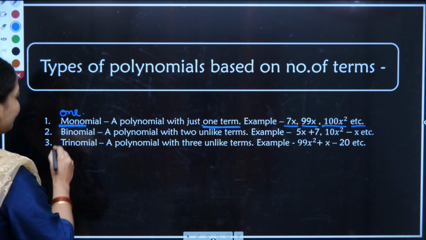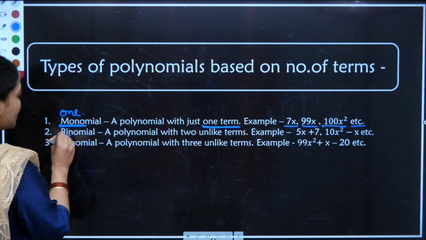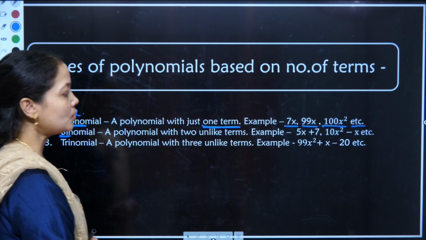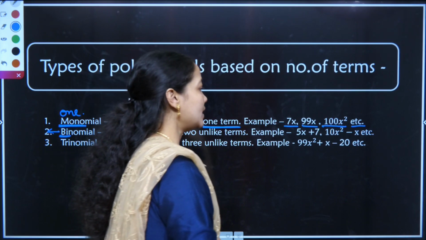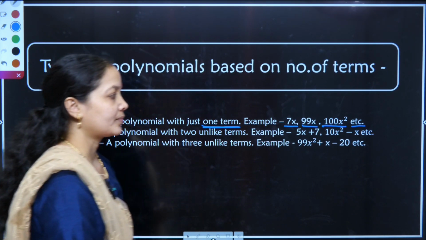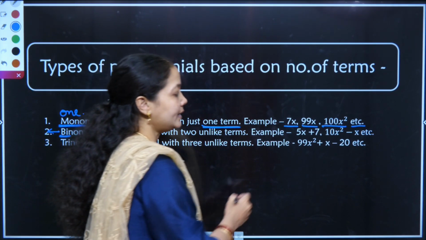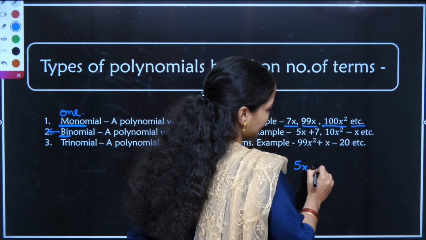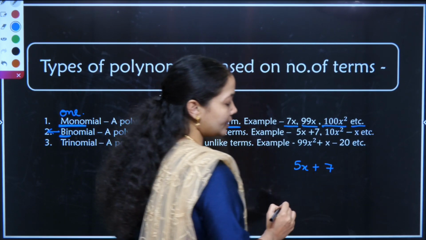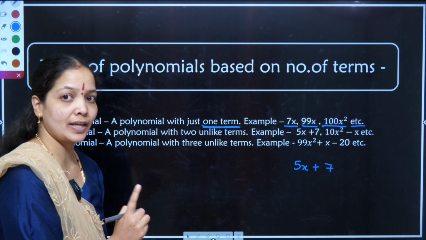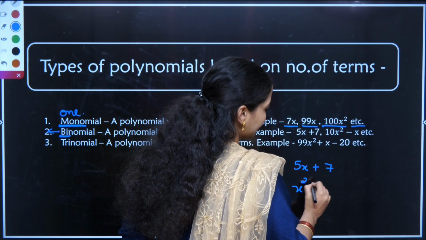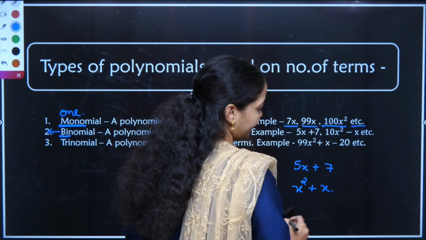Binomial. Bi means 2. Therefore, a polynomial with two unlike terms is called a binomial. For example, I can take 5x plus 7. It is not necessary that in each term I should have a variable. I can have x square plus x also as a binomial.